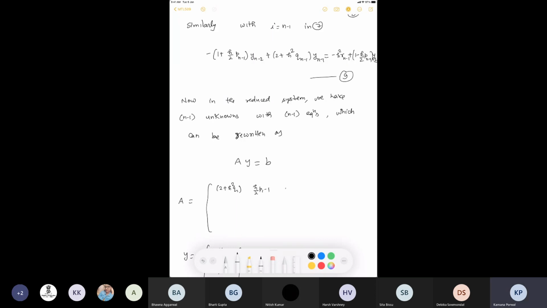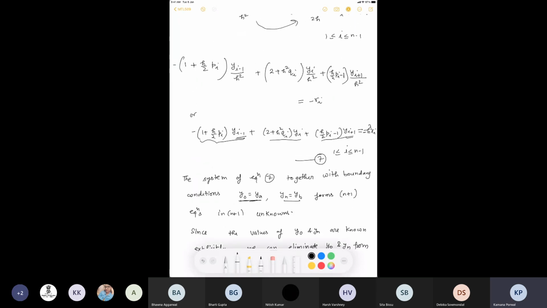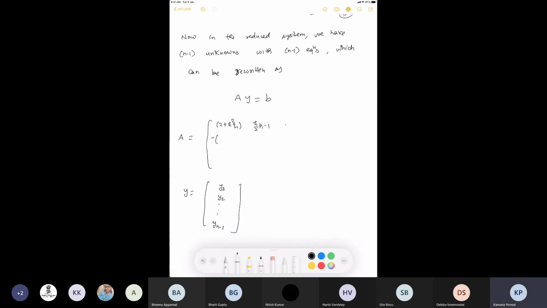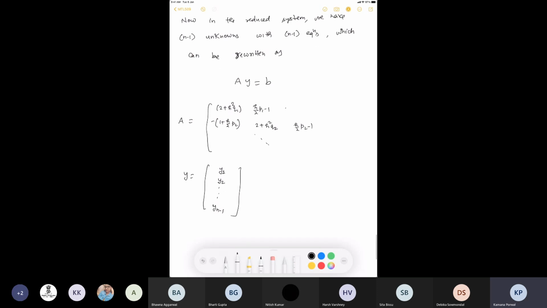And if I talk about the second equation, the second equation is going to be the same as what we have here for i = 2. So I have a coefficient of y_{i-1}, y_i and y_{i+1} for i = 2. So basically I will have it as (-1 + h/2 p2), then (2 + h² q2), and then (h/2 p2 - 1). Okay, and this will get repeated. So you will have the three coefficients in each equation, right?